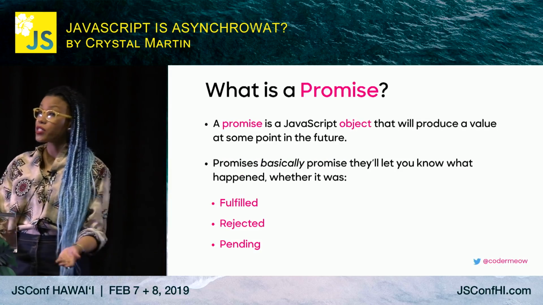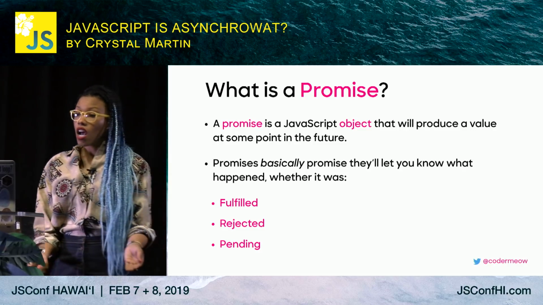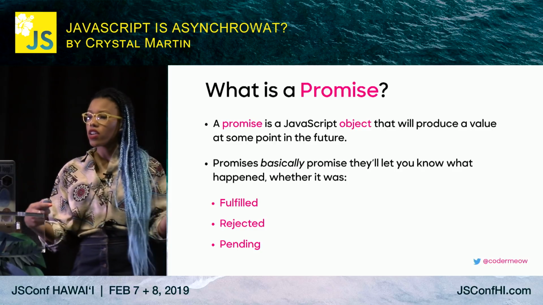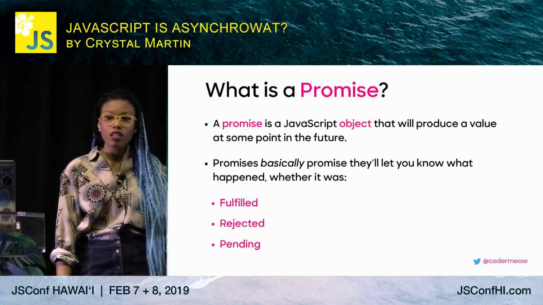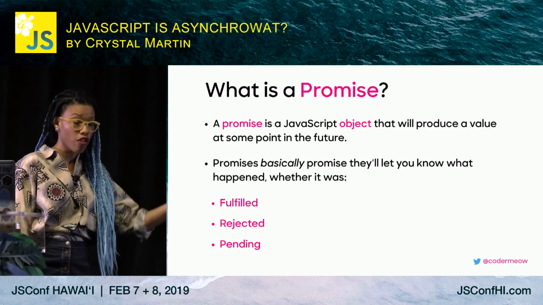A promise is a JavaScript object that will produce a value at some point in the future. Promises basically promise that they'll let you know what happened, right? Either it was fulfilled, rejected, or pending. And it allows you to act on your results with other methods.